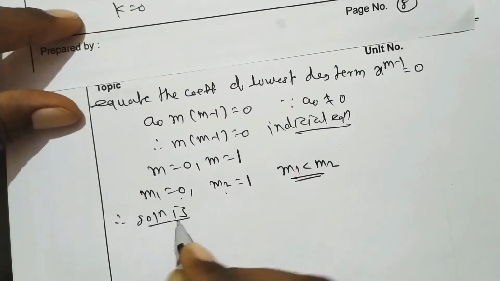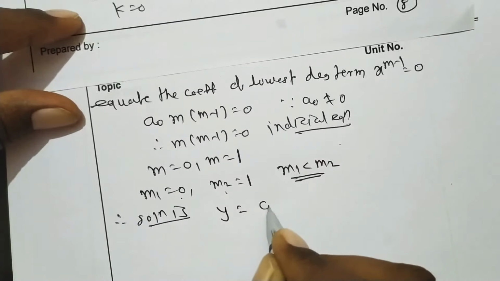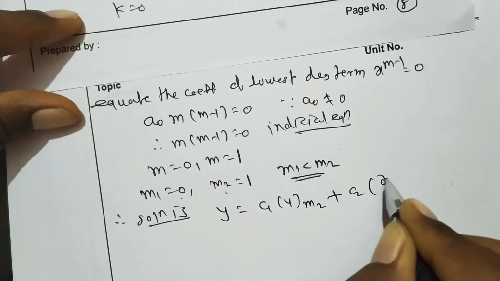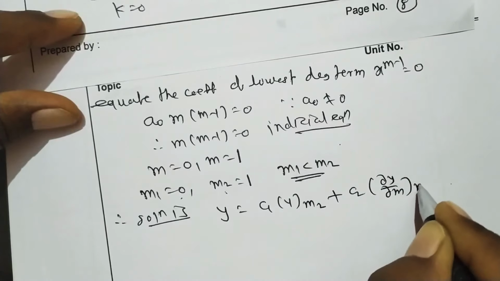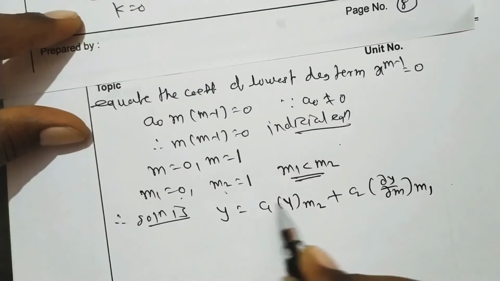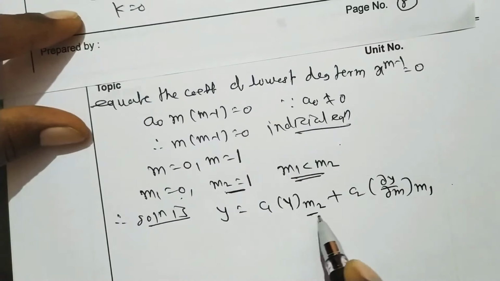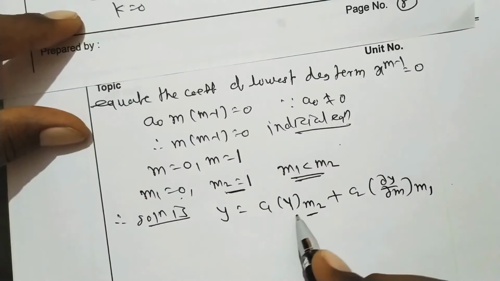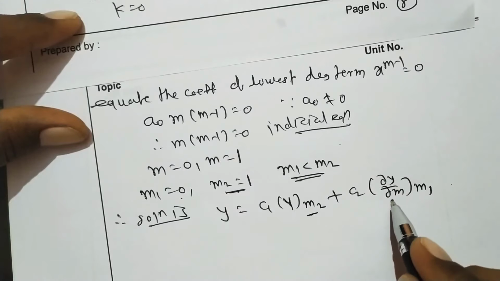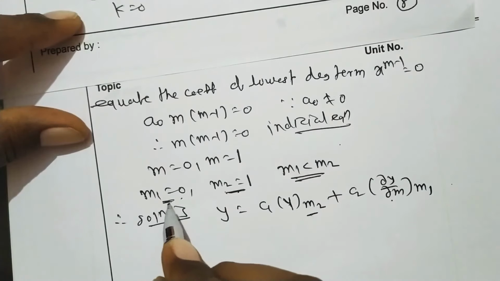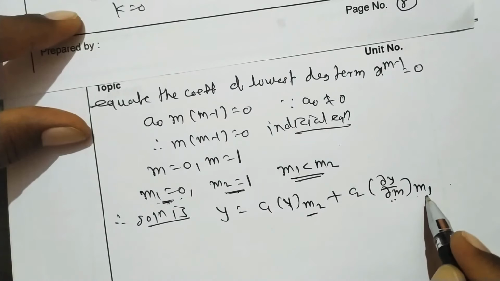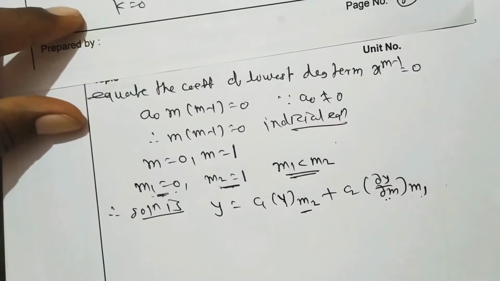Therefore the solution is y equal to c1 into y at m2 plus c2 into dou y by dou m at m1. Meaning here, look, the value of y we have to find for our highest root. Listen carefully, this is very important. We have to find the value of y at the highest root and the value of dou y by dou m at the lowest root. Lowest value of m is 0. So dou y by dou m we have to find for m1 equal to 0 and m equal to 0.